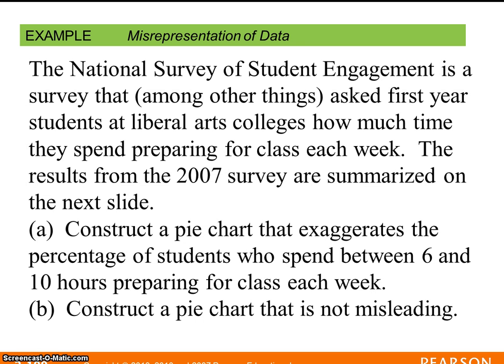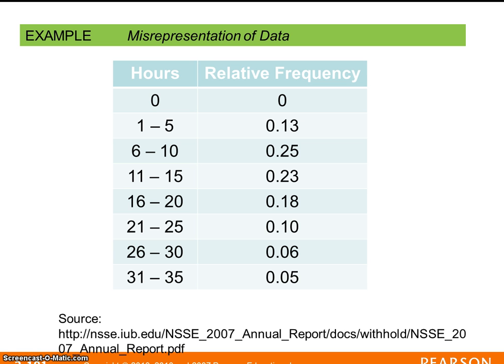Here's another example. Let's say the National Survey of Student Engagement asks first-year students at college how much time they spend studying or getting ready for class each week. And the results will be summarized in the next slide here. And so we can construct a pie chart that exaggerates the percentage of students who spend between 6 and 10 hours, and then construct a pie chart that's not misleading. So here's the data. So that means that about 13% of students study between 1 and 5 hours, 25% of students study between 6 and 10 hours.